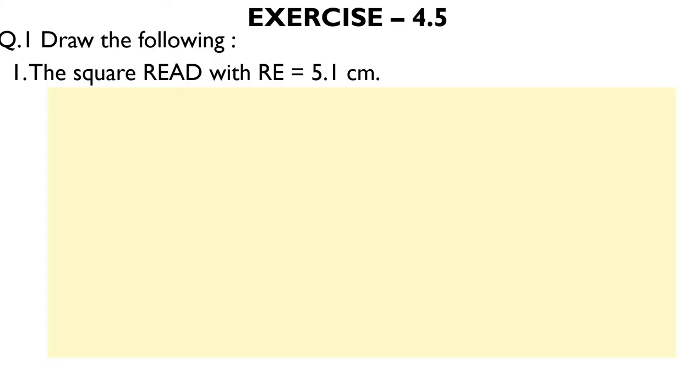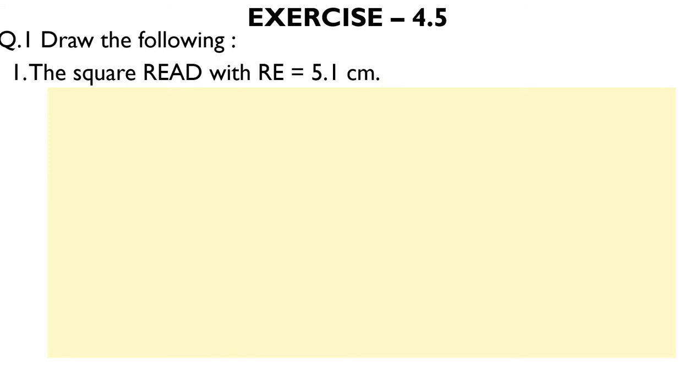Now exercise 4.5 is based on the construction of special quadrilaterals. Special quadrilaterals means quadrilaterals which have special properties. Like we have already learned what are special quadrilaterals. They are parallelogram, square, rhombus, rectangle. As we know some special properties about all these quadrilaterals, so using those properties we will construct the given special quadrilaterals.